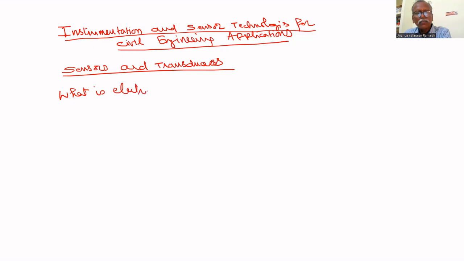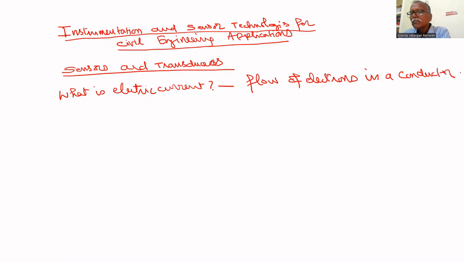Electric current. Electric current is flow of electrons in a conductor. So here, what is a conductor? Conductor is a material. Conductor is a material made up of atoms, but it has free electrons.